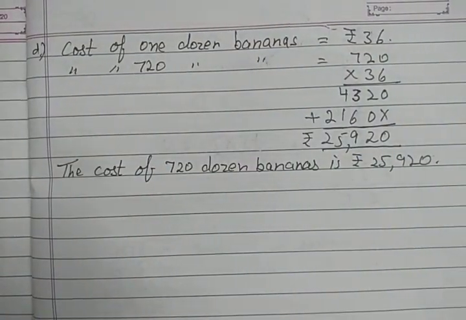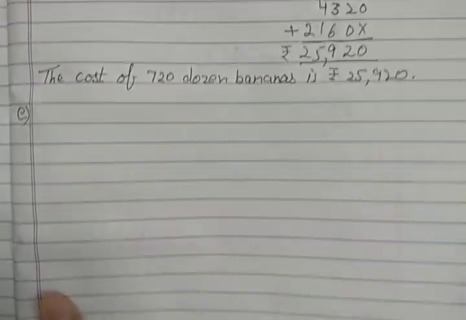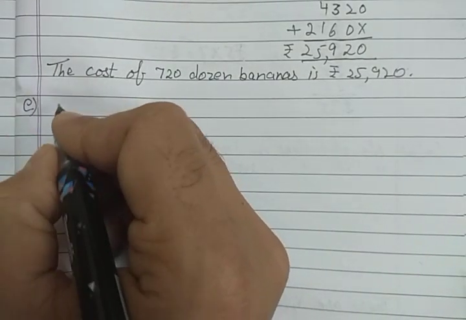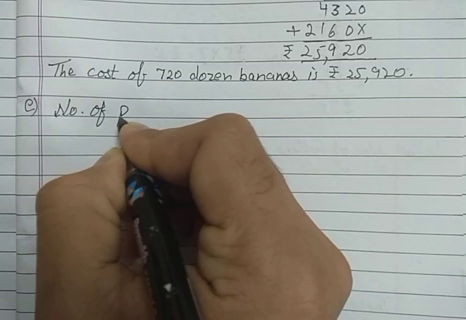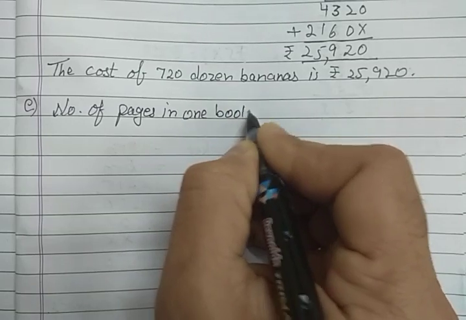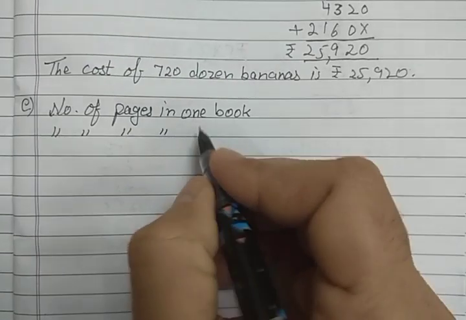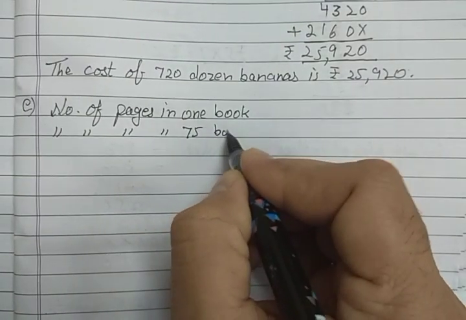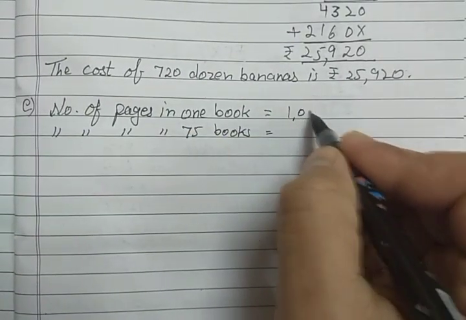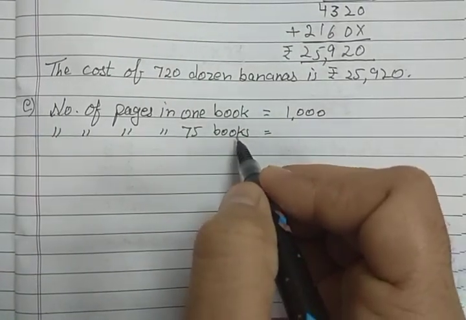We have to multiply in this case also. So here is the E part. So what is given? Here the number of pages in one book is given. So we will write number of pages in one book. So here the number of pages in one book is given, and we have to find out the number of pages in 75 such books. So how many pages are there in one book? That is 1000. And we have to find out the pages in 75 such books.